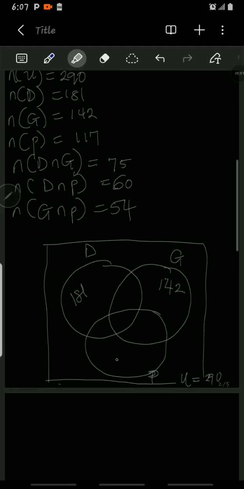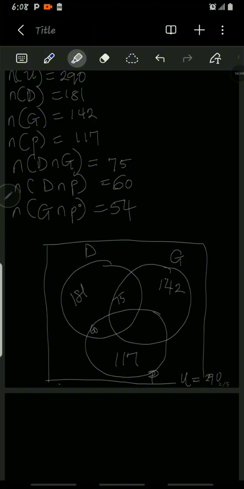117 is for P, I drop it here. Okay, then they said D and G, both of them intersect at this point, so I'm going to have 75 here, right? Then D and P, both of them meet at this point, and that's 60, so I'm going to have my 60 here.